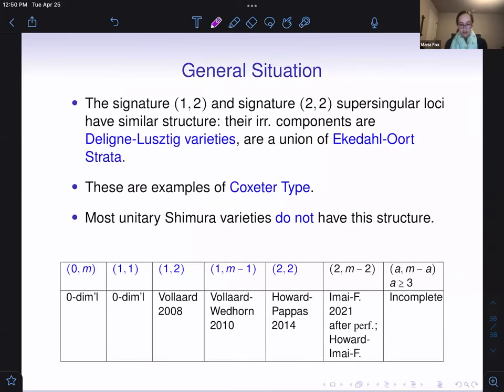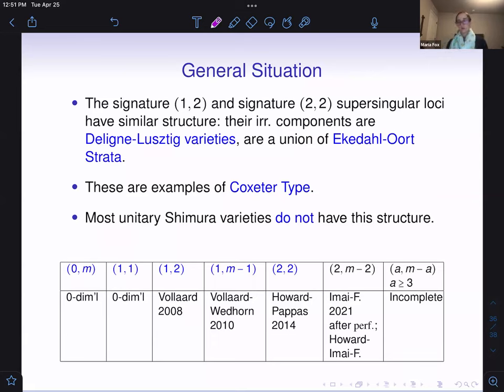So this is what I'd like to end with. We saw three motivational examples: signature (1,2), (2,2), and (2,3). Signature (1,2) and (2,2) had this beautiful structure. Their supersingular loci were all unions of Deligne-Lusztig varieties, and they were also a union of ectoloid strata. And this ectoloid stratification informed the geometry of the supersingular locus.